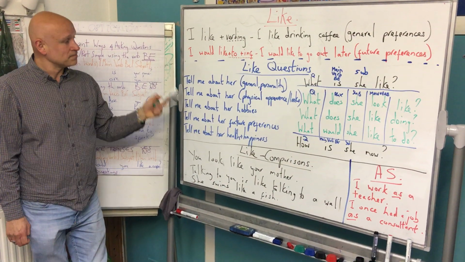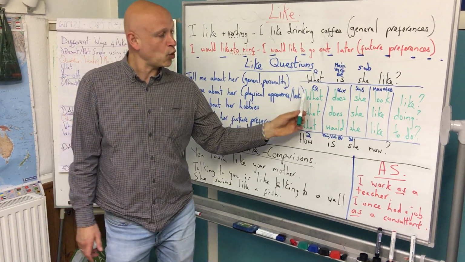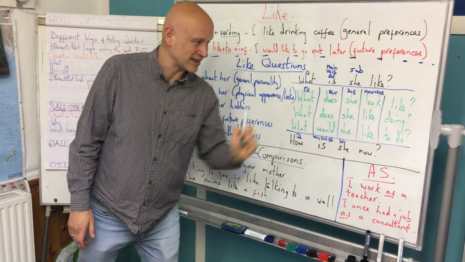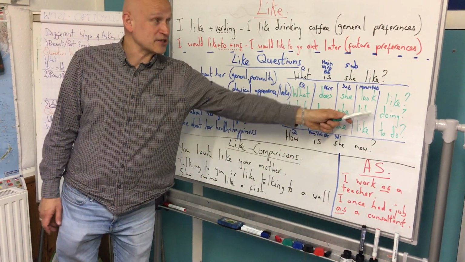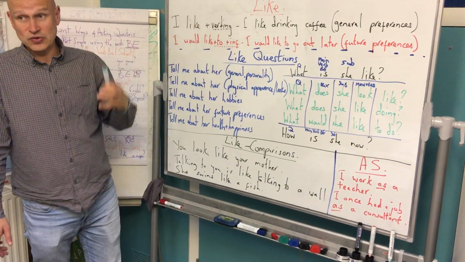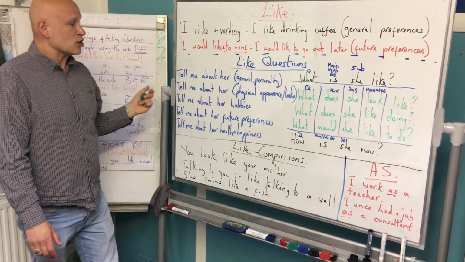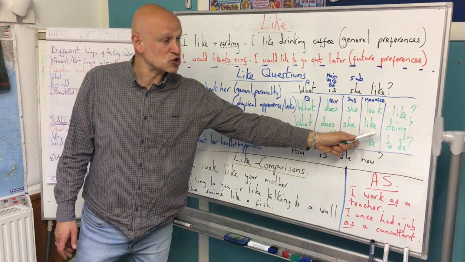Another important one. Tell me about her physical appearance, her looks. What does she look like is the question. Hobbies. What does she like doing? Well, she likes going to the beach. I like doing this. I like drinking coffee. General things about hobbies. What does she like doing?